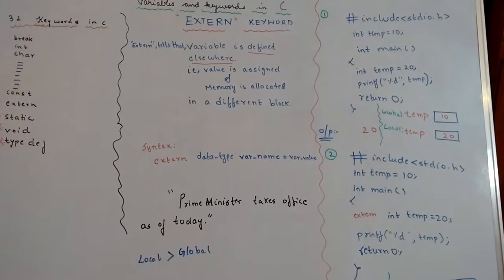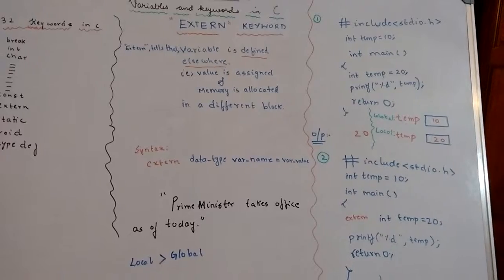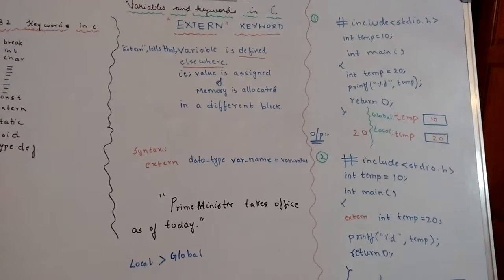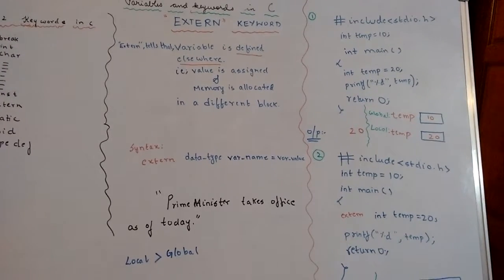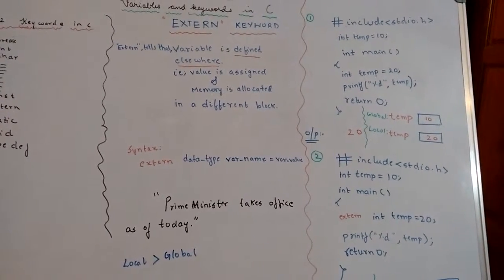Friends, now let us discuss the extern keyword. We use this extern keyword just before a variable declaration. That's where we use the extern keyword.